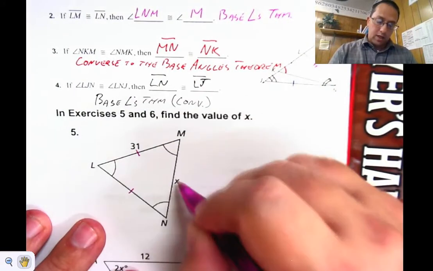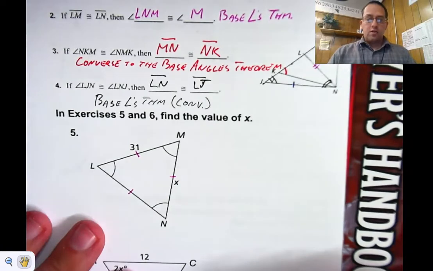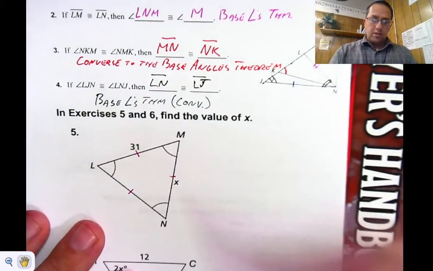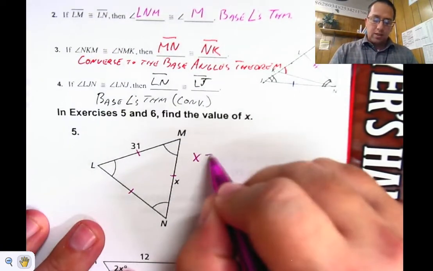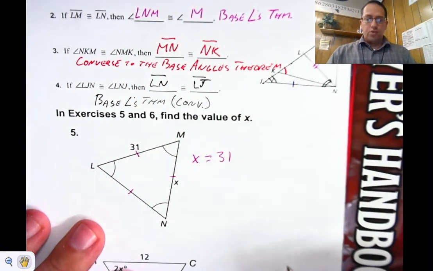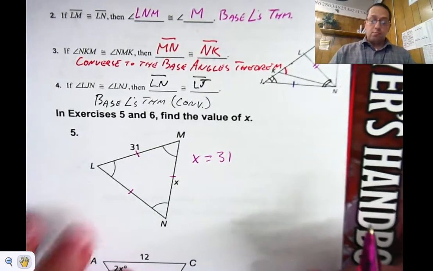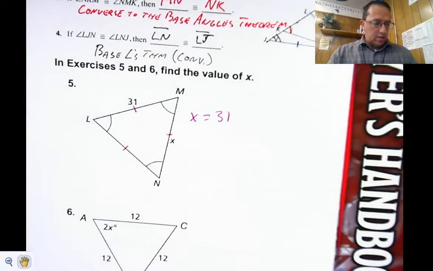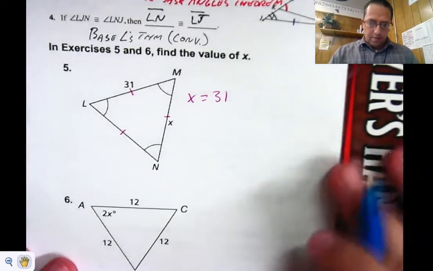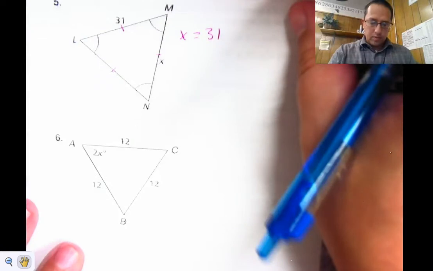All of these sides are congruent because it's an equilateral triangle, which means this length is the same as that length, and so x equals 31. That was pretty easy. That was good. All right, let's take a look at the next one. What do we have here? Hopefully it'll be just as easy.